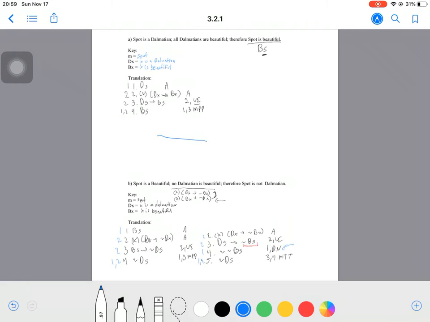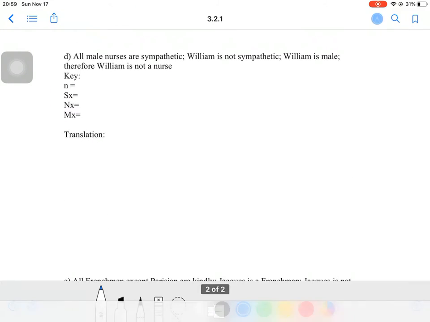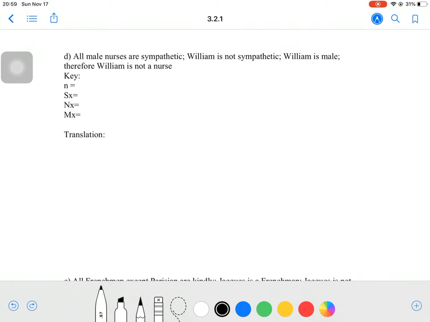Okay, let's go on to the next page. All male nurses are sympathetic. William is not sympathetic. William is male, therefore William is not a nurse. Well, let's go ahead and start with our key. Let n be William. Let Sx be x is sympathetic. Let Nx be x is a nurse. And let Mx be x is male.